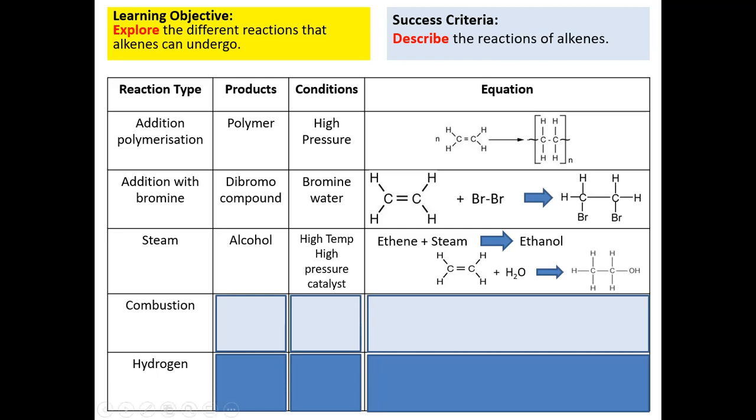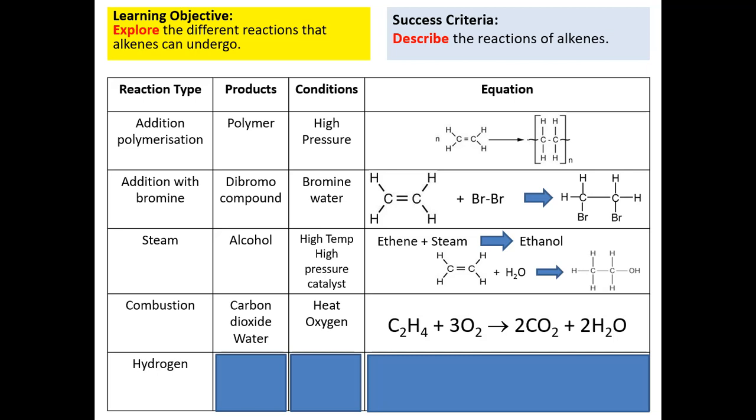So combustion of alkenes gives carbon dioxide and water. You need heat and oxygen. Now that wasn't on the slide, but we did do combustion of alkanes. And if we think about that fire triangle, you need the fuel, which would be the alkene in this case, oxygen and heat in order for burning combustion to take place. So you've got your example there, which was on the slide, ethene plus oxygen gives carbon dioxide and water, and it's balanced there for you.